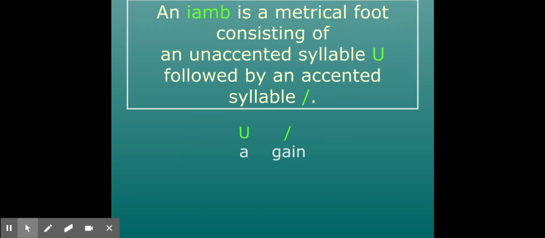One unit has an unstressed and a stressed syllable. When we take 5 of those units, we have iambic pentameter. Remember, penta means 5. Here are 2 iambs together. Immortalize.